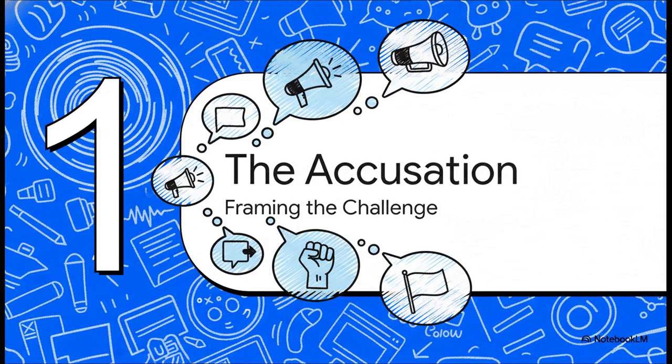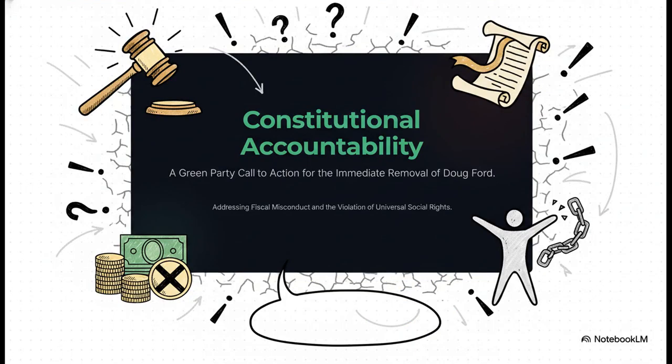First up, the accusation. This is all about how a political challenge is framed to really hook you in from the very beginning. And wow, they are not pulling any punches here. The whole argument kicks off with this direct call for constitutional accountability against the sitting premier. It's not framed as just a simple policy disagreement. No, they're calling it fiscal misconduct and a violation of universal social rights. I mean, that is designed to be a pretty dramatic opening, right?